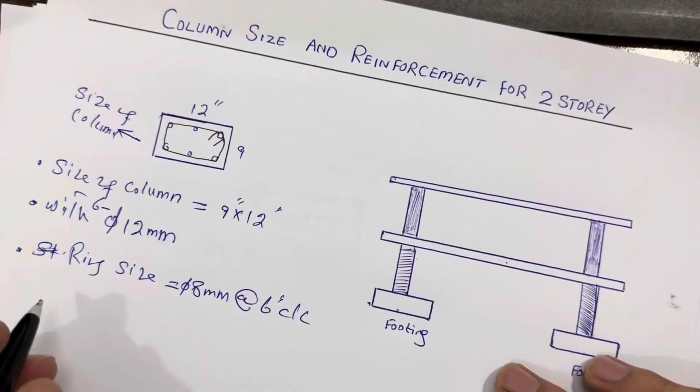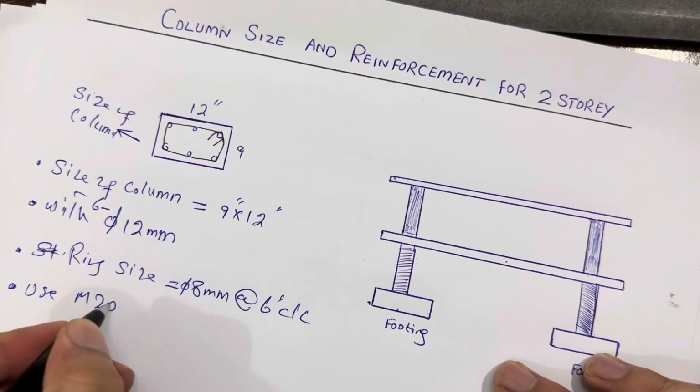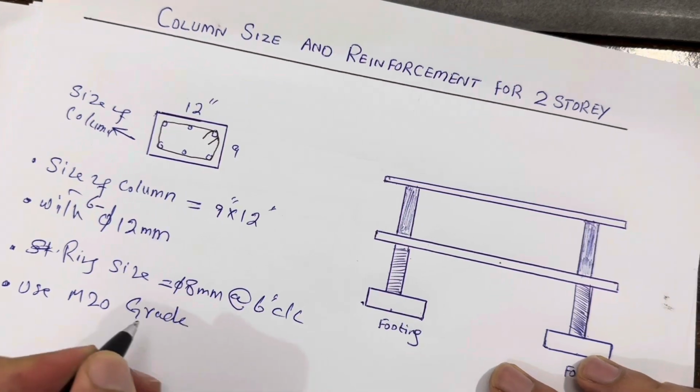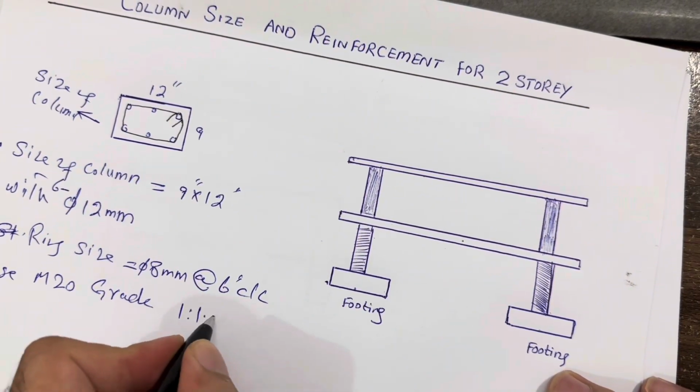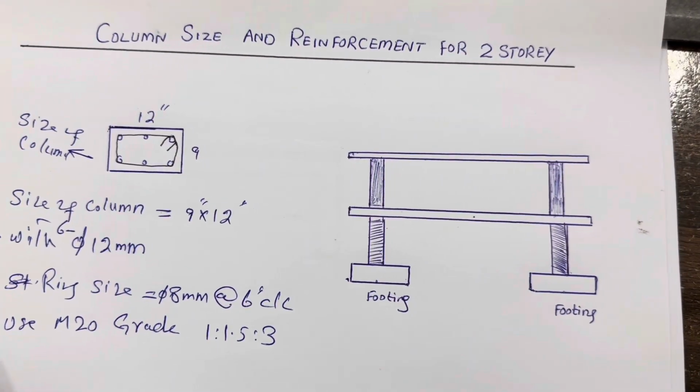Next, use M20 grade concrete, where the M20 grade concrete ratio is 1:1.5:3, 1 part cement, 1.5 parts sand and 3 parts aggregate.